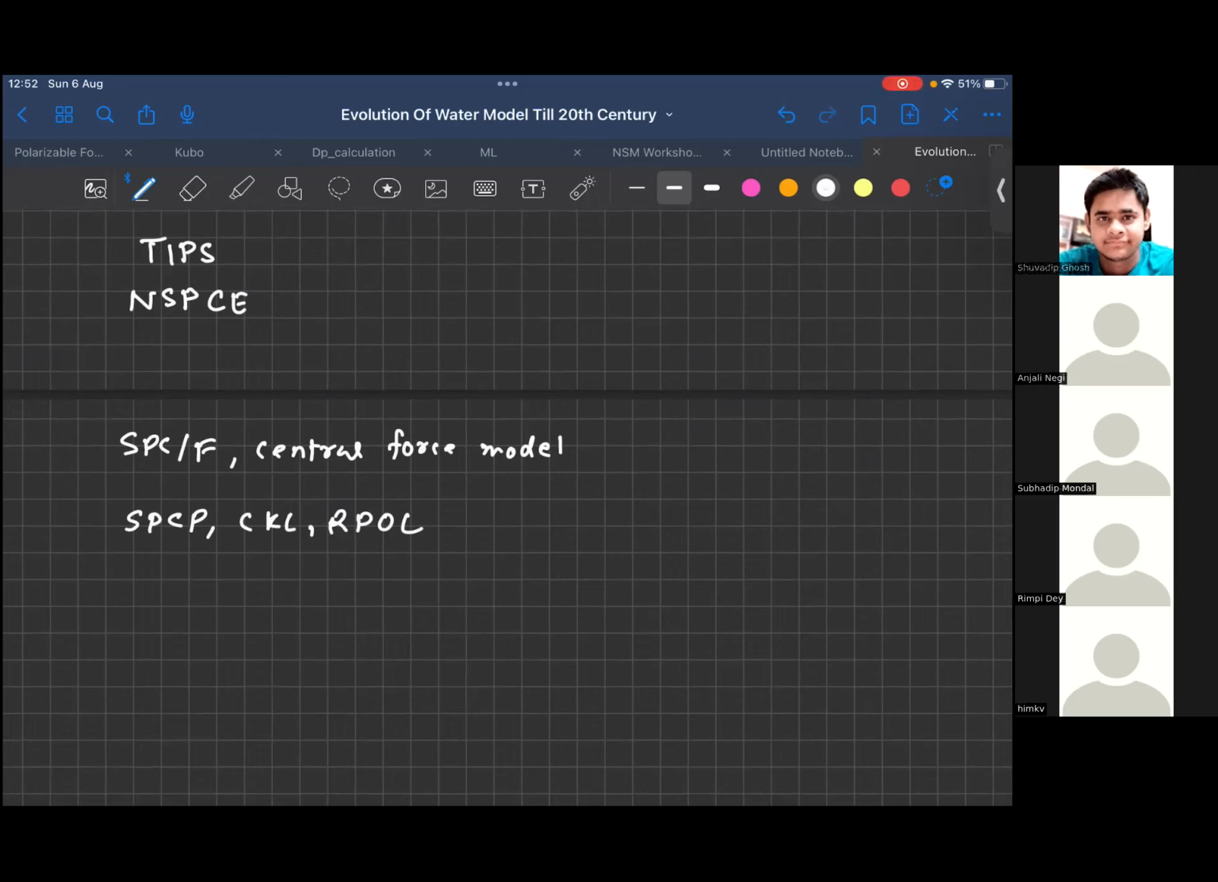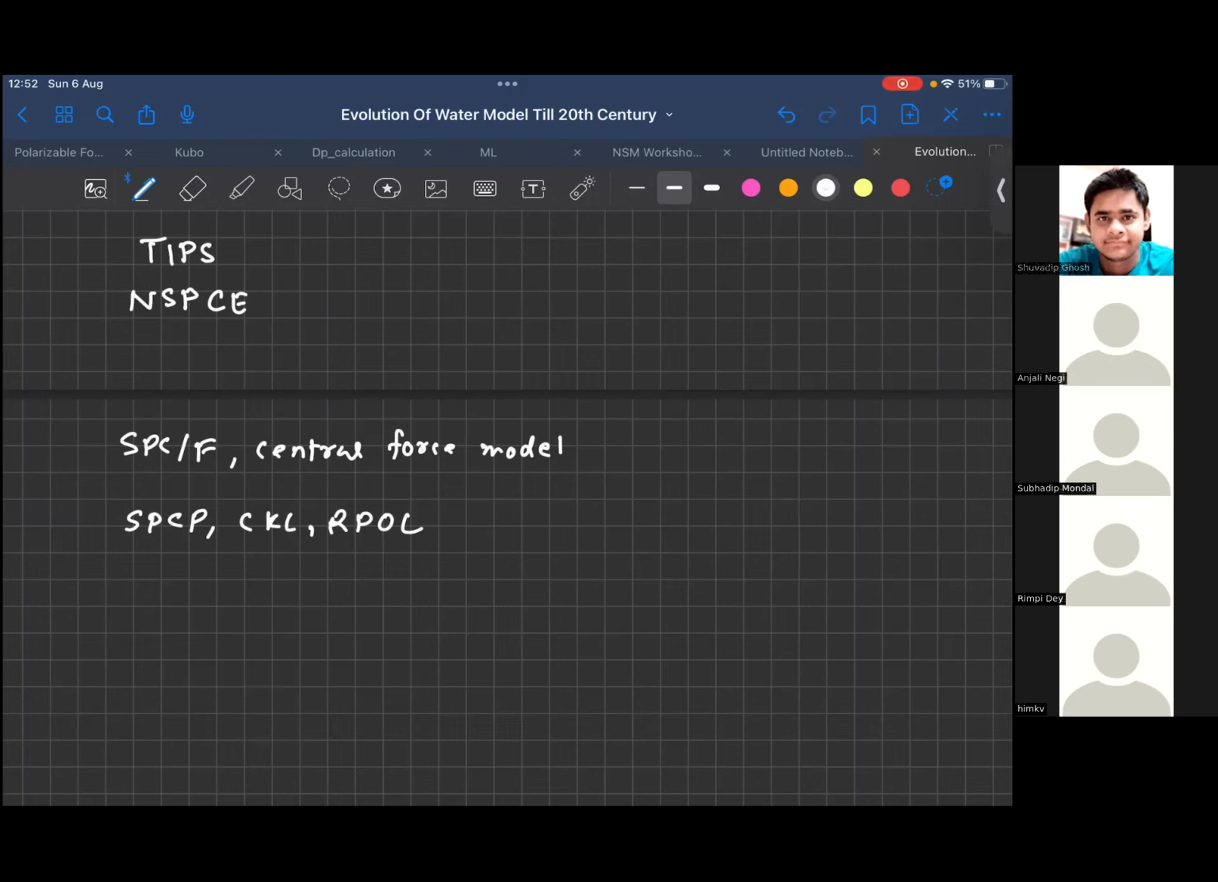Okay, so in that context, the models that they have developed use a set of point charges, whose magnitudes they choose to produce the dipole moment of the gas phase, and they assign a point polarizability to the oxygen atom. So that we can see in a few recent water models also.